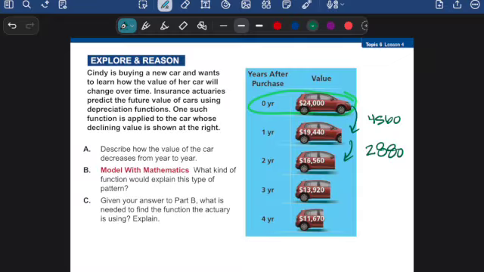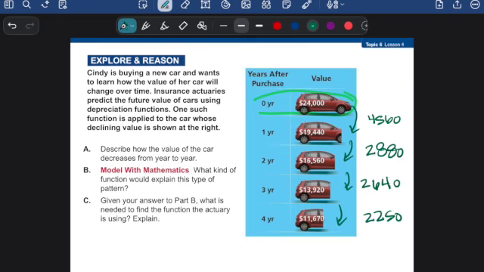You can see it loses a lot of value really quickly and then starts to decrease but continues to lose value. Going from year 2 to 3, she lost $2,000. So if we subtract these two, she lost $2,640. And going from year 3 to year 4, she lost $2,250. So she's losing less and less value. It's depreciating at a decreasing rate, okay, but it's still losing value. What kind of function would explain this type of a pattern?